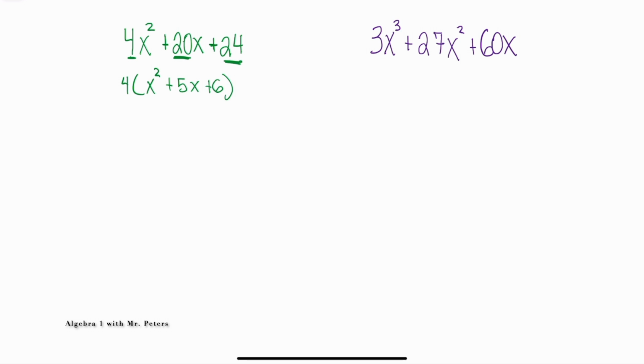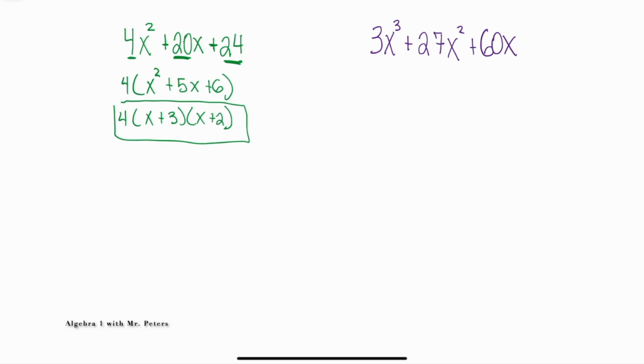And now we're just focusing on what's inside of the parentheses. So we're looking for two factors that multiply to give us 6, add to give us 5. And we don't have to worry about the signs because they're both going to be positive. So this is going to be our answer.